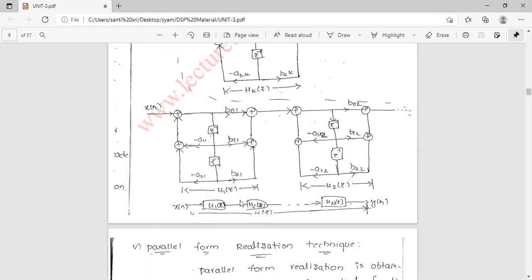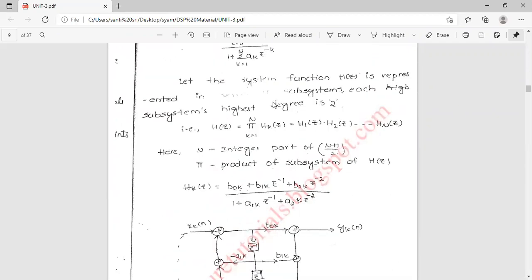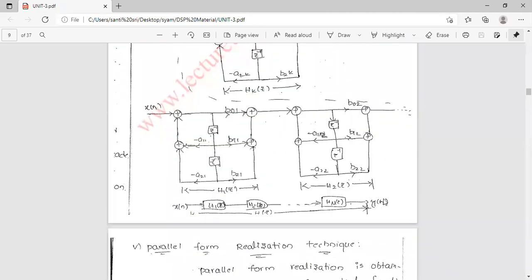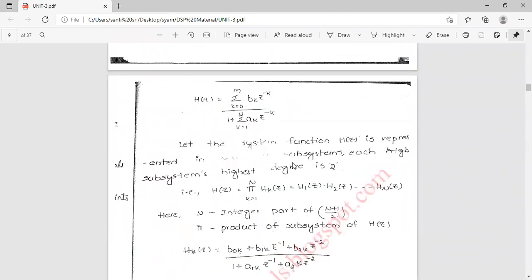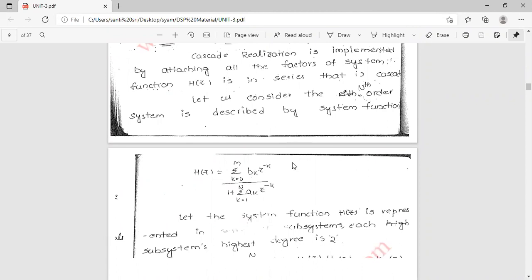So this entire thing is an H object. Why? Because here H object is equal to the product of H1 object, H2 object, H3 object up to Hn object, right? So this is the H object, its output is Y of n and the input is X of n. Like this, we can cascade these structures. So this is the cascade realization technique. All these structures will be cascaded. That's why it is called the cascaded structure, cascaded realization structure.